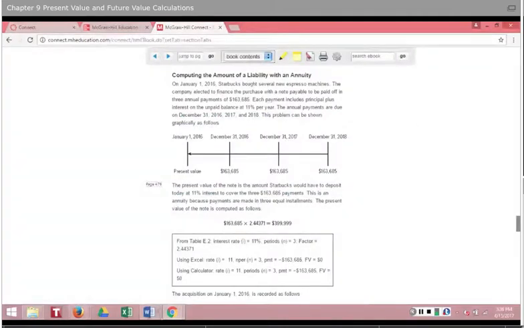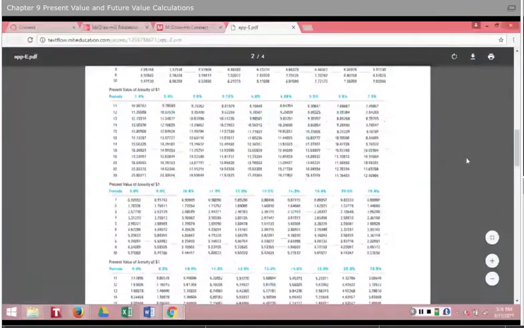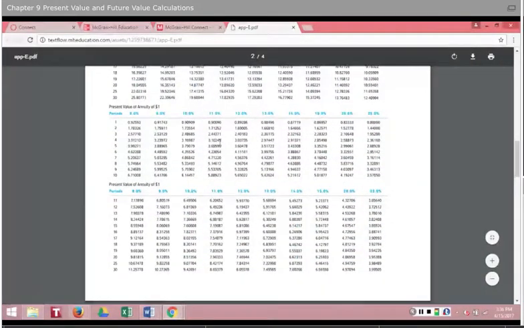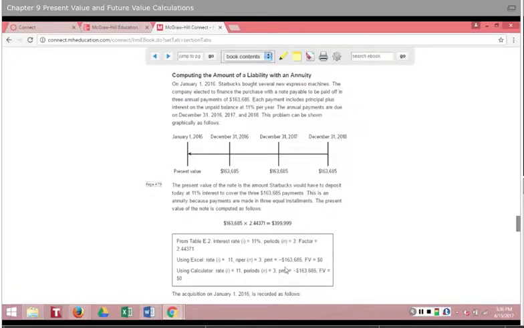Present value of an annuity, and we would go to 11%, and we would go to time period 3, because we're making 3 payments, and the factor is 2.44371. We would come back and we would multiply that times the individual annual payments. So the individual annual payment of $163,685 times the present value of an annuity factor, where n equals 3 and the interest rate is 11%, would give us approximately $400,000.